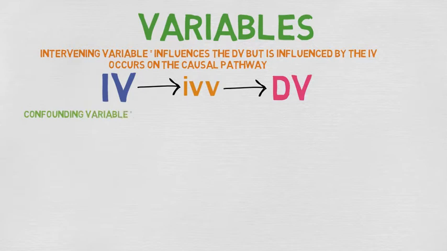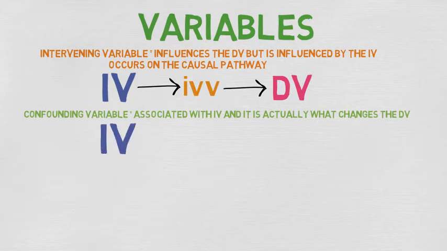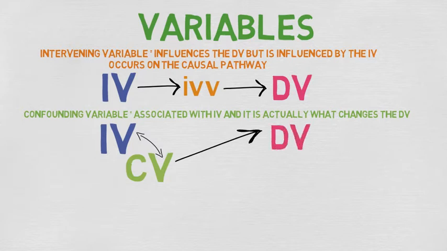A confounding variable is a variable that travels with or is associated with the independent variable, and actually is the thing that is responsible for the variation in the dependent variable, not what you think it is, the independent variable. So in this case, a confounding variable is associated with both variables, but it isn't necessarily on the causal pathway like the intervening variable is.